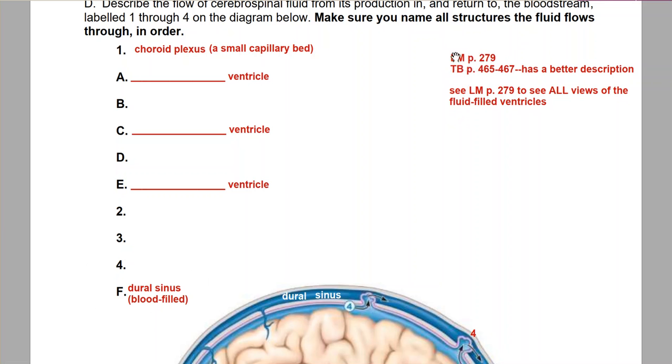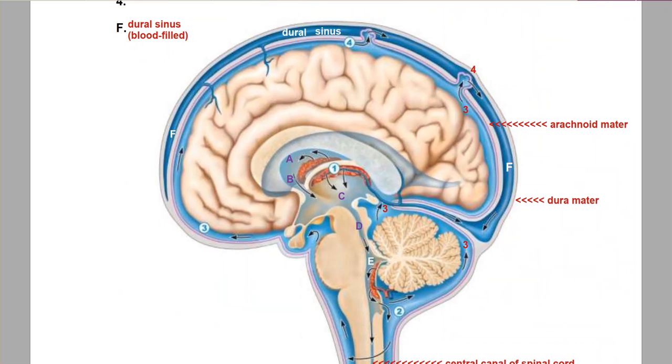Your lab manual has this picture that's in your lab report, but then your textbook does a better job of explaining the flow. And you might want to look at the ventricle picture in your lab manual to understand. And so here's the picture right here. We start with number 1 in the middle at this choroid plexus that's going to send fluid into these spaces. And then there's a space and an opening and another space.